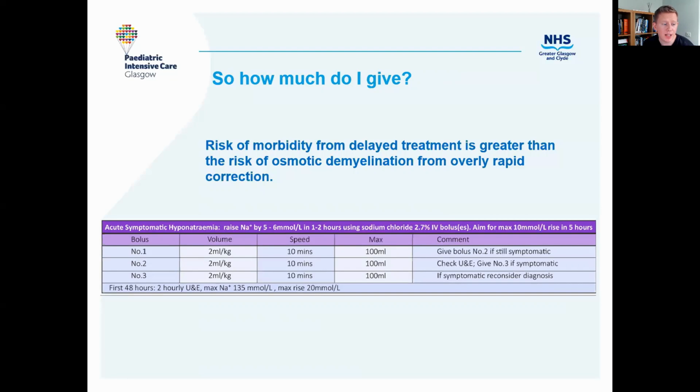And this algorithm quite clearly says that for the first 48 hours, you want the maximum rise in your serum sodium of about 20 millimoles per litre. Most guidance will agree roughly with that and suggest that in 24 hours, you want your serum sodium to have risen by 12. So approximately half a millimole per litre every hour.